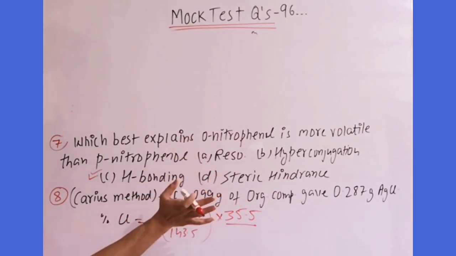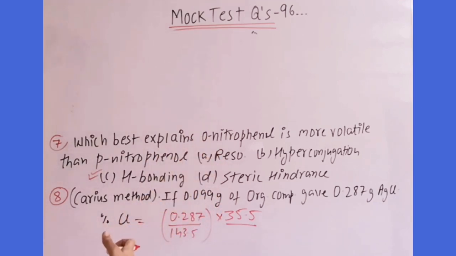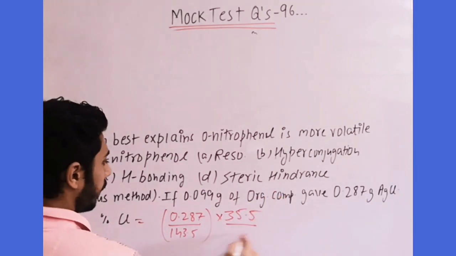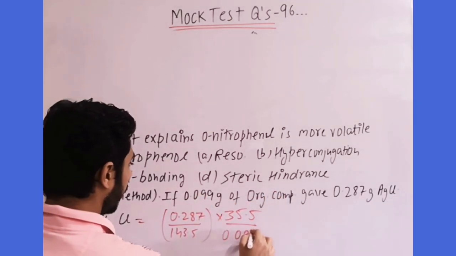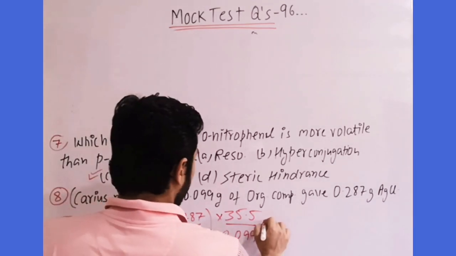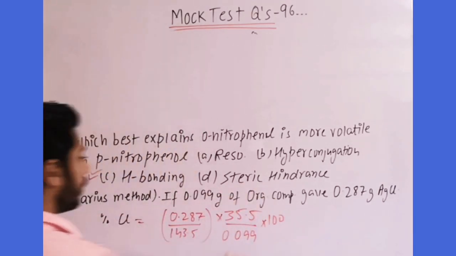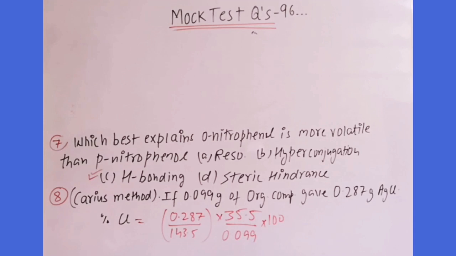Again, listen if you want. We have done this part previously in the quantitative analysis video separately. And then divide by the mass of the organic compound, which is 0.099, into 100. That is the way you can solve this question.